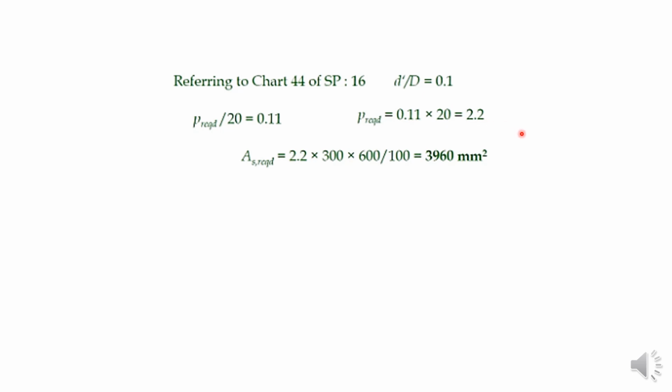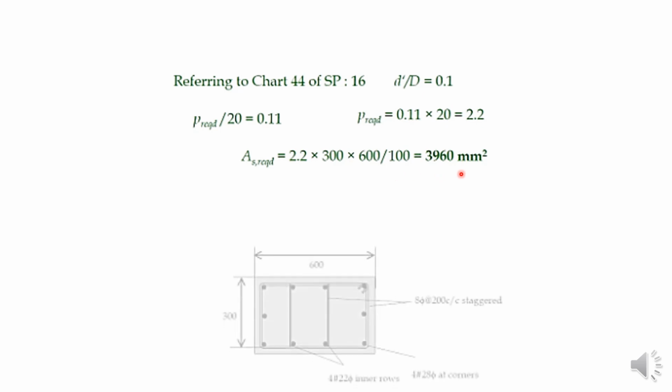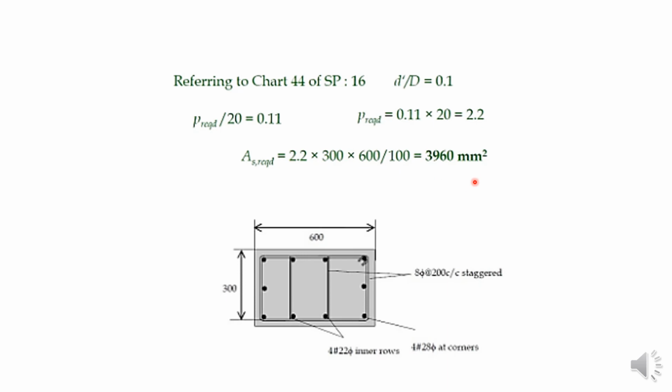From that we find the area of steel required. 2.2 is the percentage of steel required, so 2.2 divided by 100 into 300 into 600. We convert the percentage into a numerical value, and the value is equal to 3960 mm². This is the total area of steel required for the given section, that is, Ast required is equal to 3960 mm².